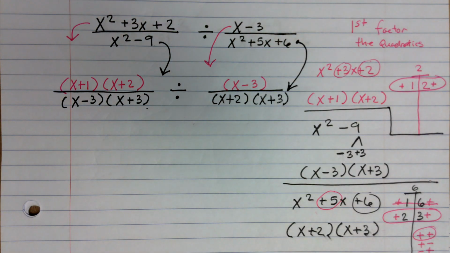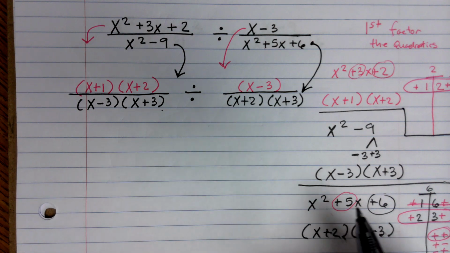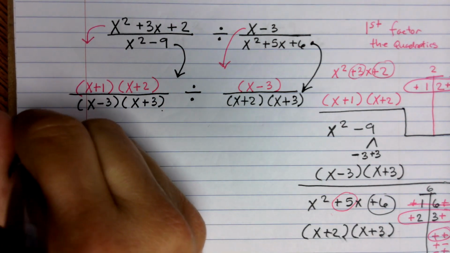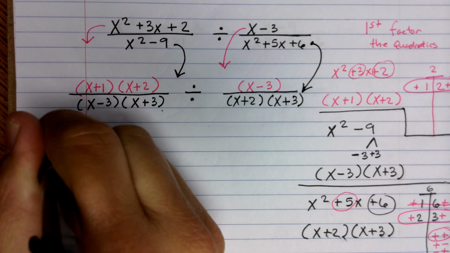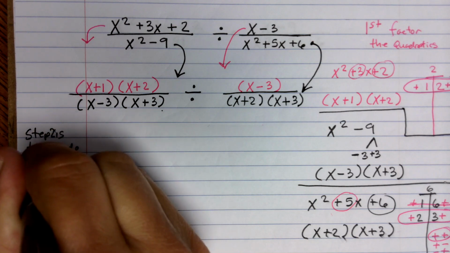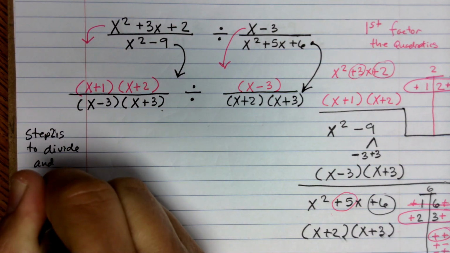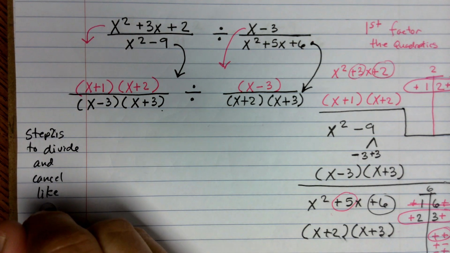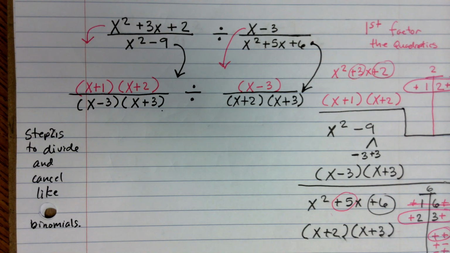So now we are finally ready to go ahead and start eliminating some possibilities. So we're going to go to our second step. So step 1 was to factor anything that needed to be factored. And step 2 is to divide and cancel like binomials. Alright, that's kind of how I look at it.